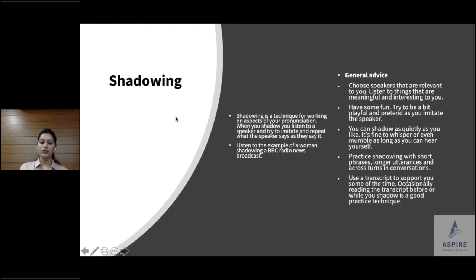You can even use a transcript for the first few times, so that when you're reading the transcript and shadowing, you're checking at the same time if you're right. This is one of the best techniques to improve your speaking because you tend to pick up on words, accents, and expressions.